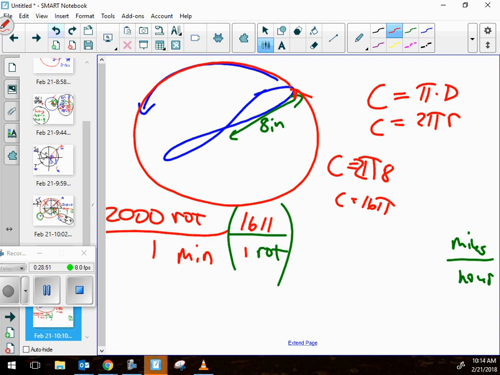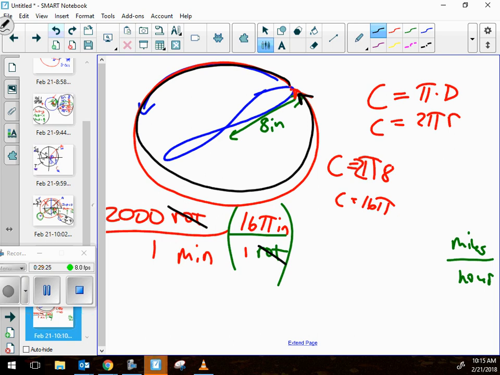16 pi inches. That's one rotation. That's how far that blade goes. If you need it as a decimal, go take 16 times 3. About 48 inches or so is how far that little tip of the blade would travel. I know it's not exactly that because it's 3.14, but that's about how far it is. Okay, now why did I do that? I multiplied by that so that the rotations would cancel.